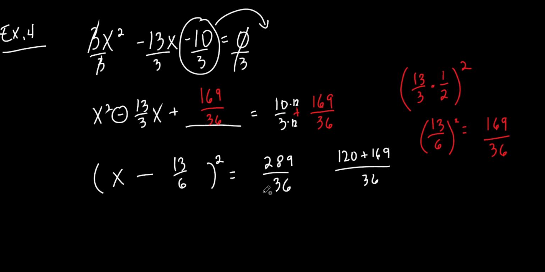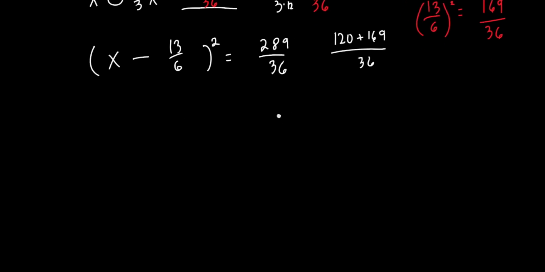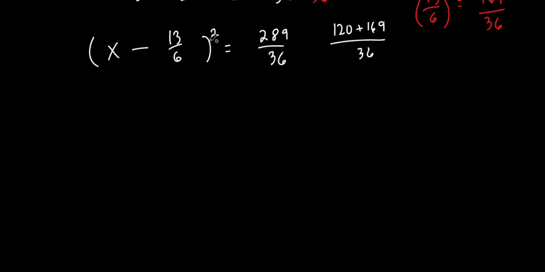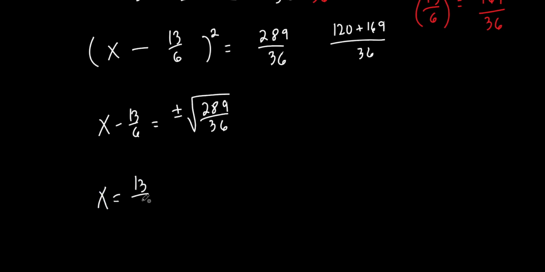This is what example 1 would have looked like if it was a little bit more complicated, but we know what to do now. Now I got to get rid of the squared. Okay, how do I do that? Square root it, right? So I got x minus 13 over 6 equals plus or minus square root of 289 over 36. Let's add that 13 over 6. So what's x equal to? 13 over 6 plus or minus square root of 289.